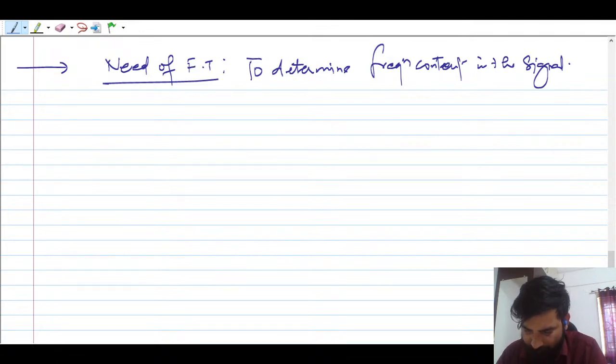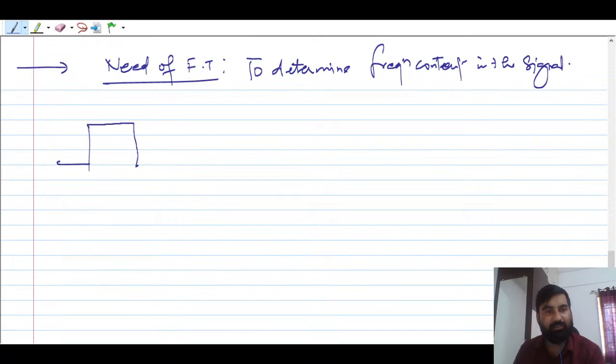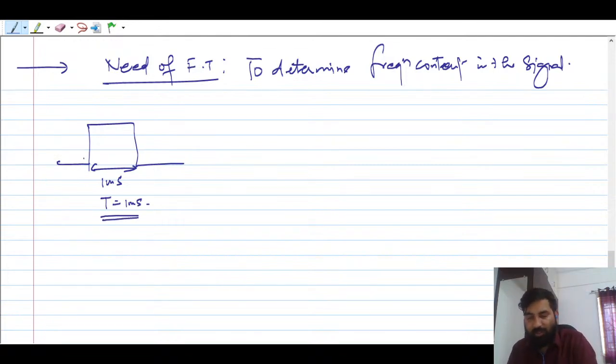I have told you how to find the Fourier transform of the sinc function, and so on. Suppose the signal is time limited like this, with a pulse width of 1 millisecond. You can say this T is nothing but one millisecond. If you take the Fourier transform of this, it is limited in the time domain, so it will not be band limited in the frequency domain. That is very important to keep in mind.